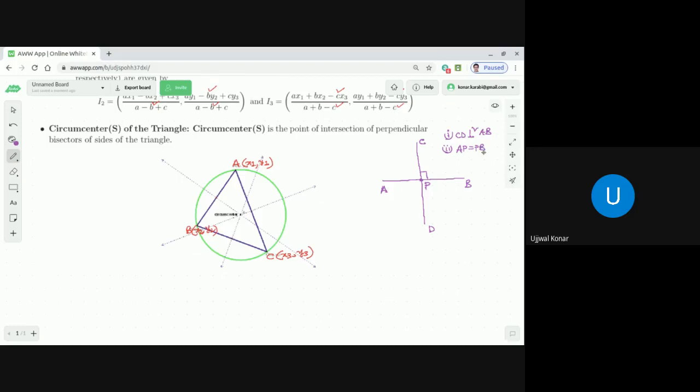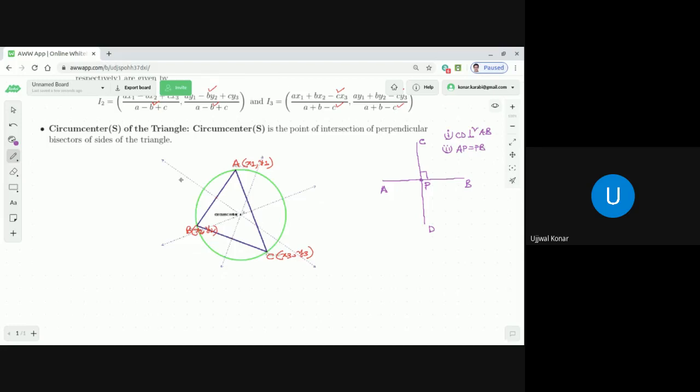So under these two conditions, we can say the straight line CD is a perpendicular bisector of the line AB. And obviously the converse is also true. I'm not going to discuss the converse because let's not deviate. Let's not get into that discussion.